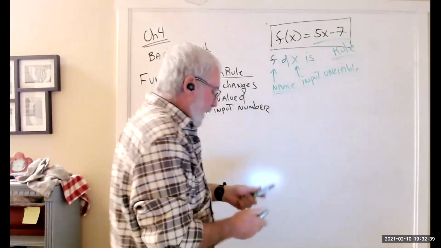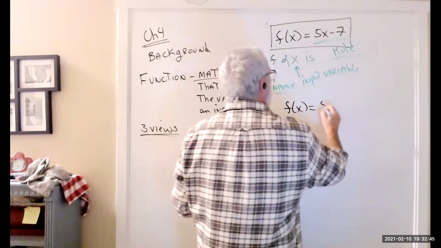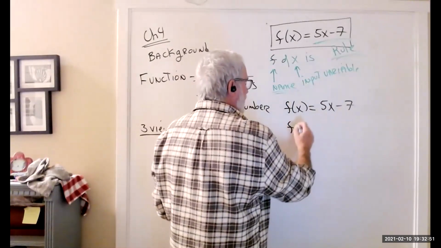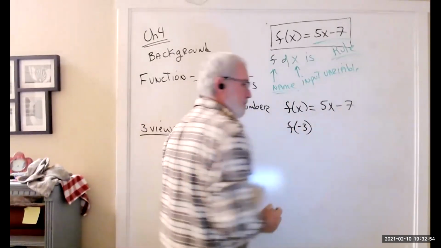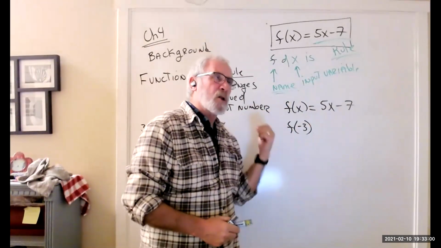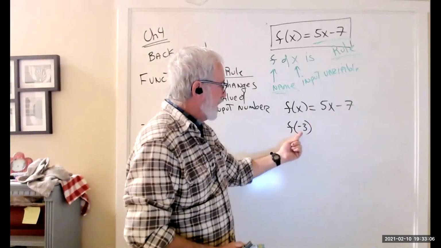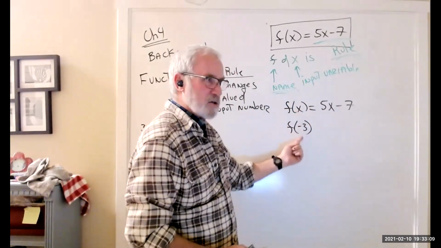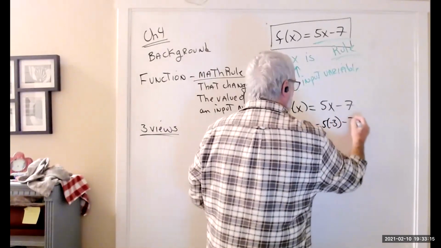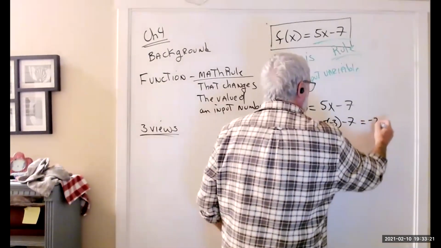Okay. So how do we use the function? Let's take f of x equals 5x minus 7. The first thing we write is something like f of negative 3. That's how you say it in English, f of negative 3. And literally what you're doing is you're going to take negative 3 and plug it in for x. So you come over here and you say this is 5 times negative 3 minus 7. And you do your arithmetic and you end up with negative 22.